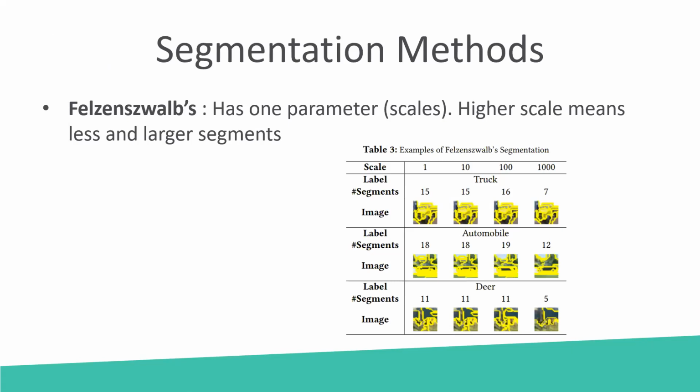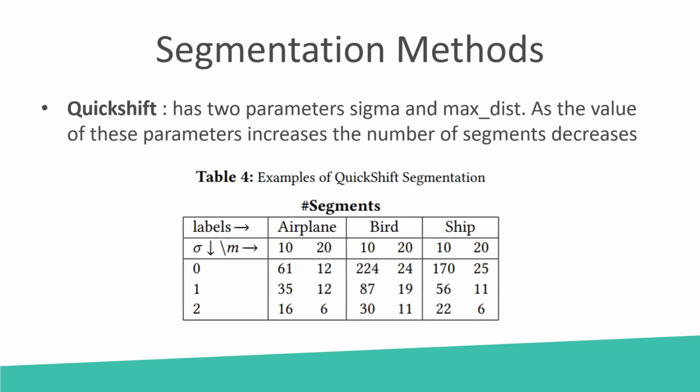But first, let's take a look at the segmentation methods that we used. First, you have the Felzenszwalb. It has 1 parameter, scale. The higher the scale, the fewer and larger the segments, as shown evidently by the experiments we carried out and recorded in this table. The second segmentation method was quick shift. It has 2 parameters, sigma and max dist. As the values of these parameters increase, the number of segments decreases.